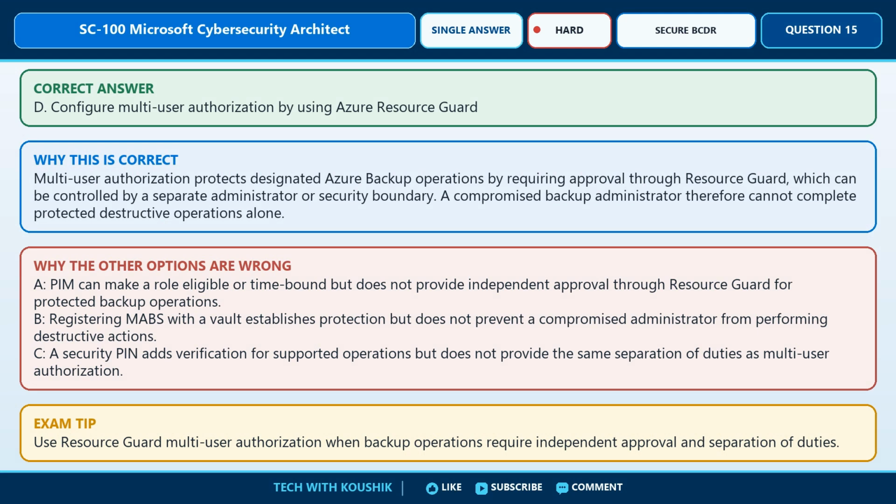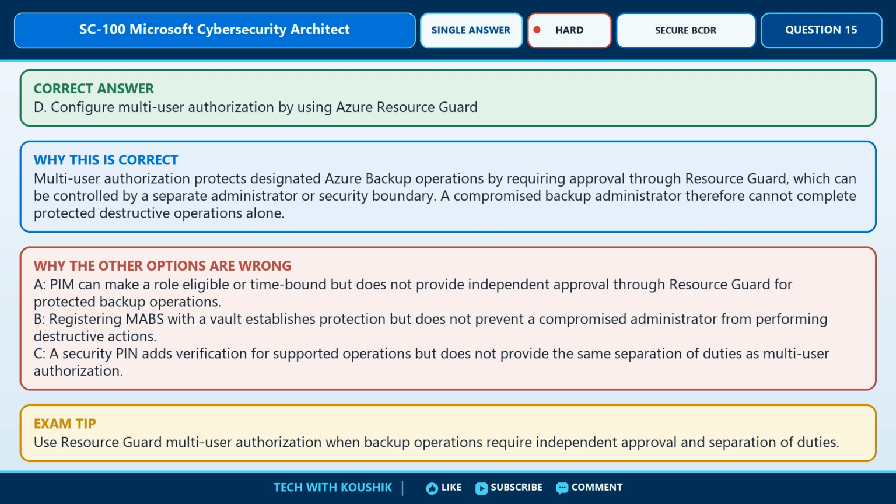Here's why. Multi-user authorization protects designated Azure backup operations by requiring approval through Resource Guard, which can be controlled by a separate administrator or security boundary. A compromised backup administrator, therefore, cannot complete protected destructive operations alone. Why are the other options not correct?